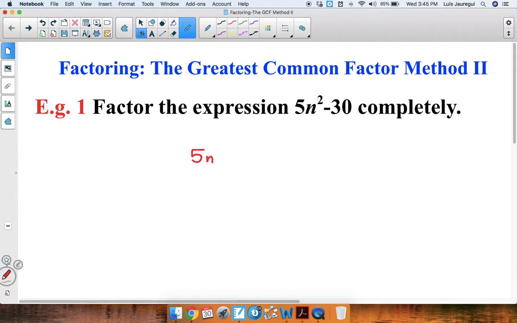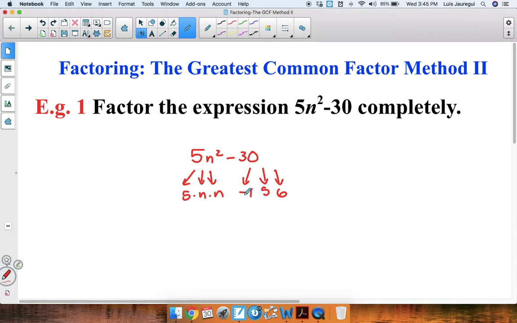Notice that 5n squared minus 30 consists of two terms. Let's go ahead and factor each term individually. The 5n squared can be broken down or factored as 5 times n times n. On the other hand, the negative 30 can be broken down or factored as negative 1 times 5 times 6.